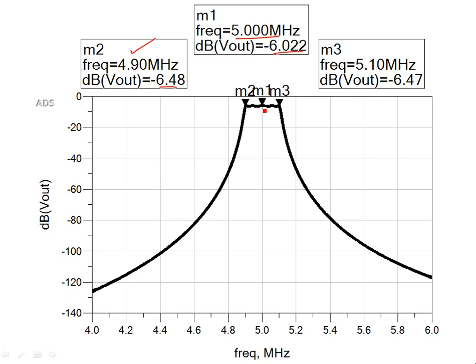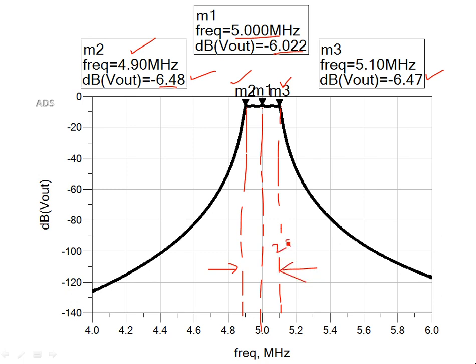This is the center frequency, the 5 megahertz frequency, and from here we can see this is 4.9 megahertz, and the other passband edge where the last 0.5 dB occurs is at 5.1 megahertz. And this occurs at minus 6.5 decibels. So we have two edges shown by the M2 and M3 markers, and again you have the bandwidth of this bandpass filter, which is about 200 kilohertz.